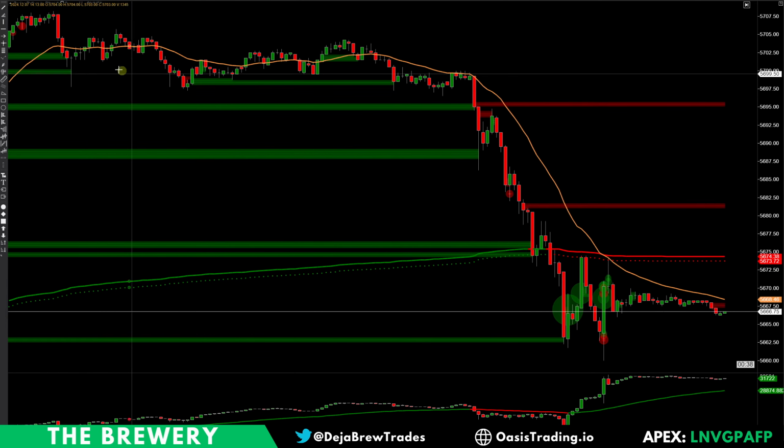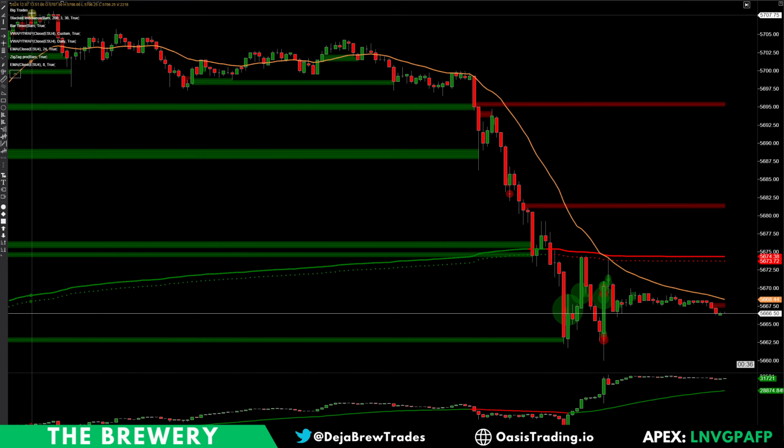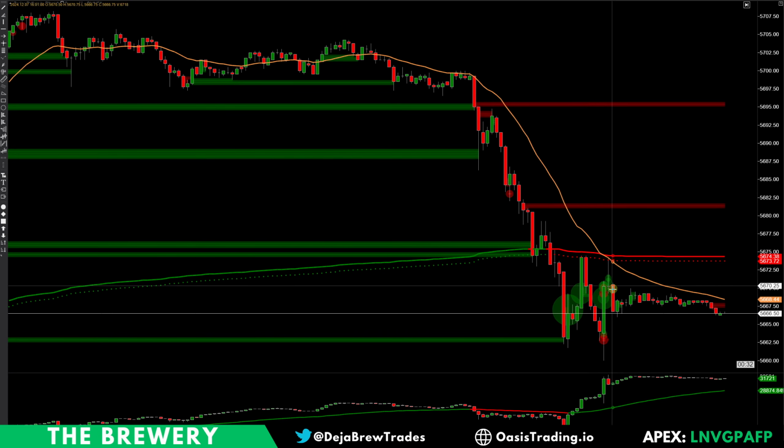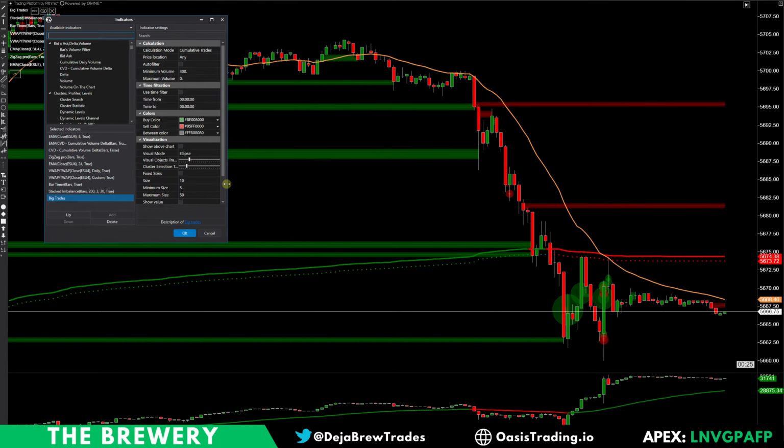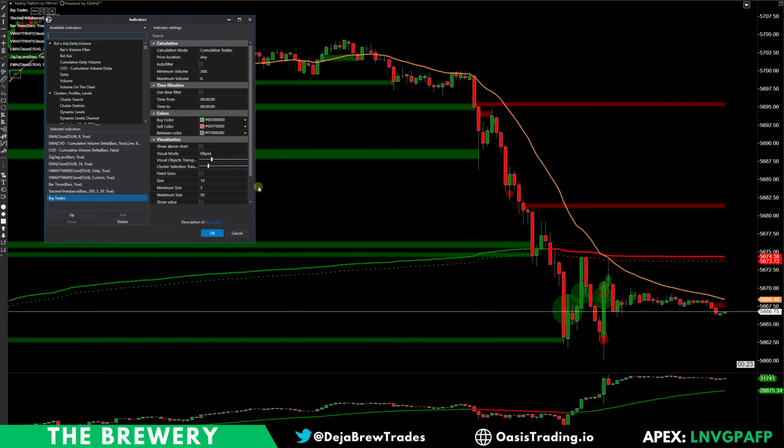Now let's talk about what else I look for. I'm going to hide all my indicators here. Oh, sorry. One last indicator are the block trades. So my settings for my block trade, here you go, if you want to match them. Like I said, I'm not going to get into the block trade concept. We have a video on that.